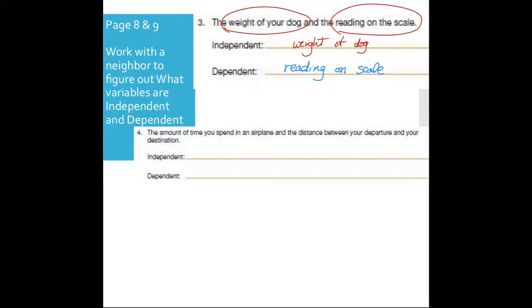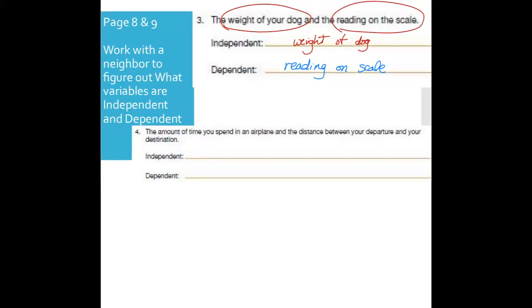All right, so the amount of time you spend in an airplane and the distance between your departure and your destination. So one variable would be time in an airplane, and the other one, distance between departure. So think quickly, which one is the independent? The distance or the time?